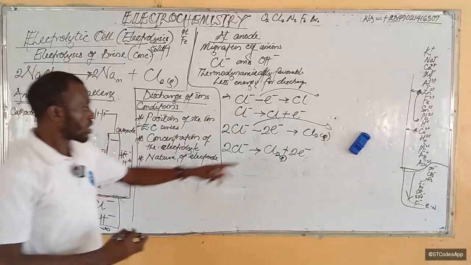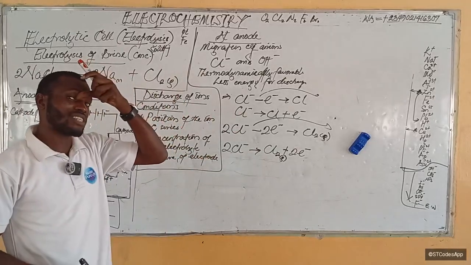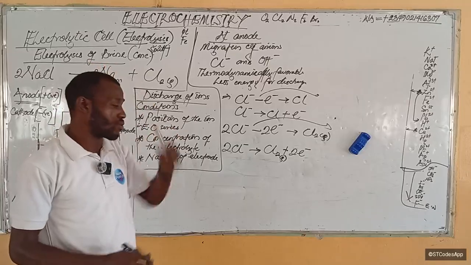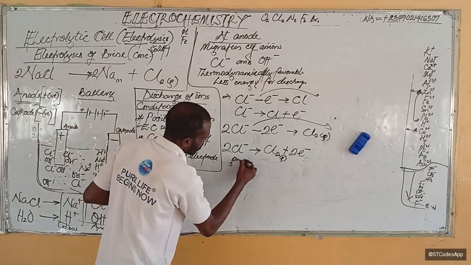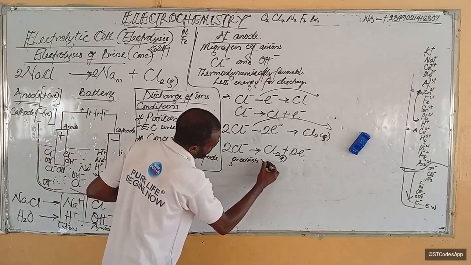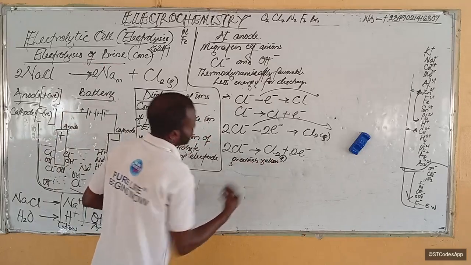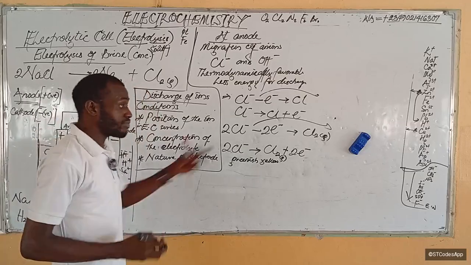Is this clear? Then this Cl2 gas will leave the solution. That's why you see your solution turn greenish yellow, because chlorine is leaving, and people are crying.